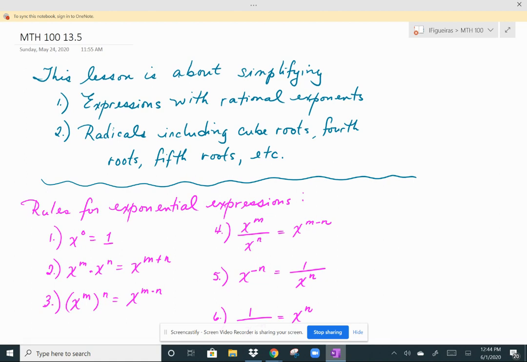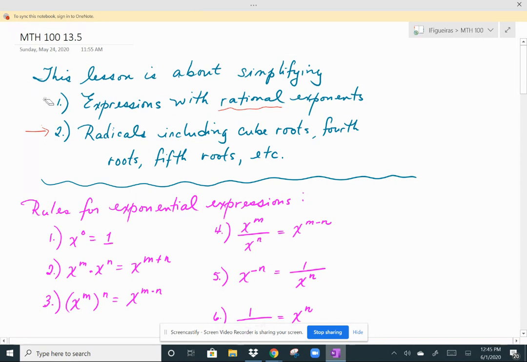Hi, in this lesson, we will be simplifying expressions with rational exponents. Remember, a rational number is a fraction. So basically, we will have exponential expressions where your exponents have fractions or are fractions. And we will also be simplifying radicals that are more than just square roots. So we'll be simplifying cube roots, fourth roots, fifth roots, etc.